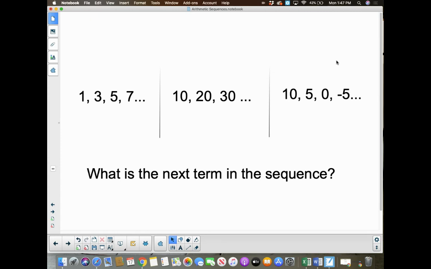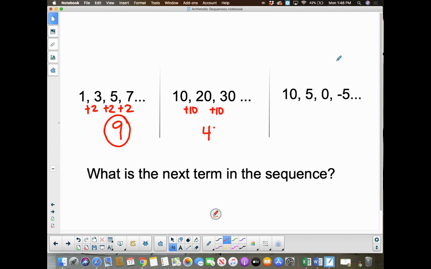Looking at the first one, we are adding 2 each time, so the next term in our sequence should be 9. Next one, it looks like we're adding 10 each time, so our next term should be 40. And it looks like we are adding a negative 5. This one's a little different because we might want to say we're subtracting 5 each time. So if we subtract 5 again, we're at negative 10.